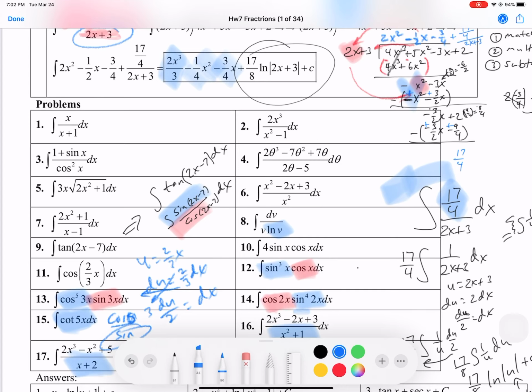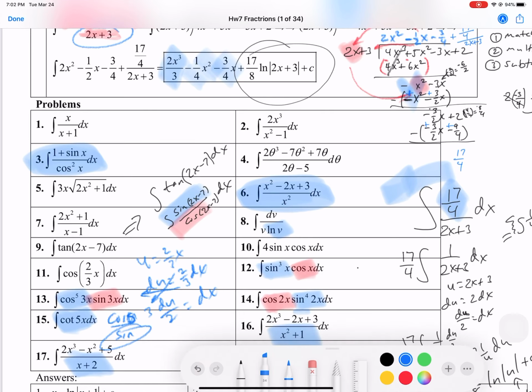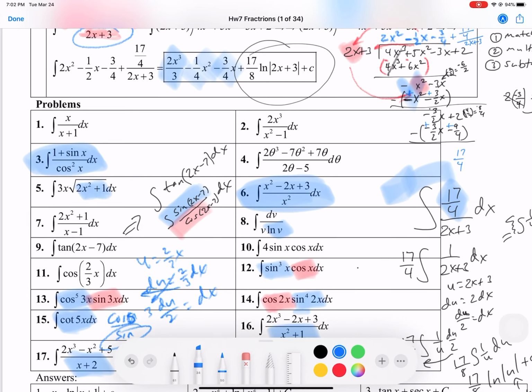Let's see. Separating fractions. If we're separating fractions like example 1, that's going to be 3 and 6. Number 5, would that be u sub? The derivative of 2x squared plus 1, the x's cancel out. That's great. This one here was not going to be u sub, right? And we can't separate the fractions. So instead, we have to use long division on this one.